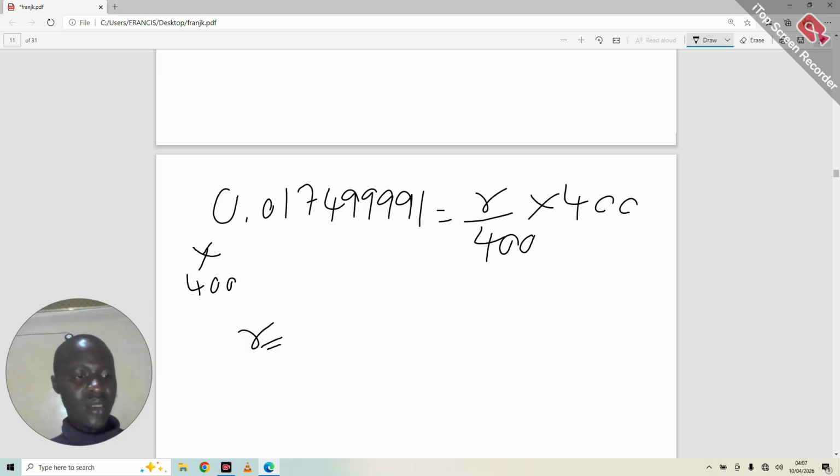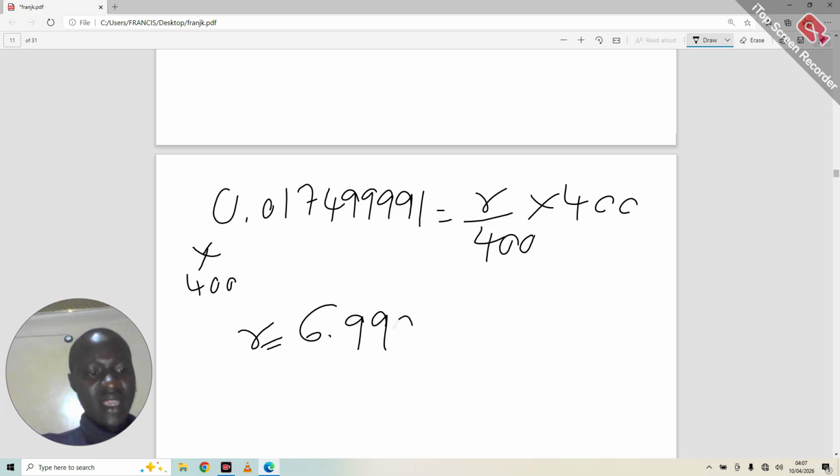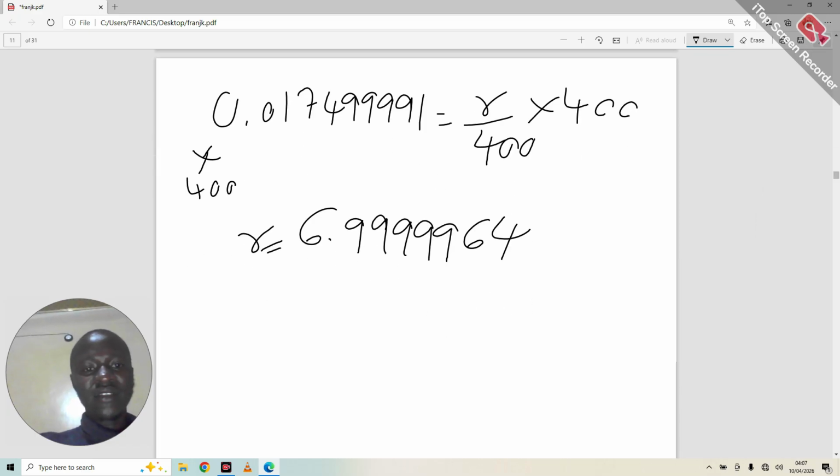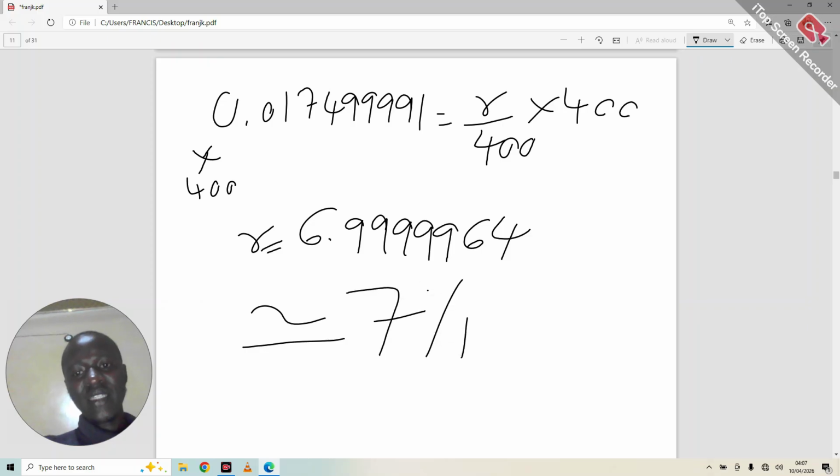So take 0.017499991 multiply by 400. So we shall have 6.9999964. Approximated to what, guys? 7% per annum.